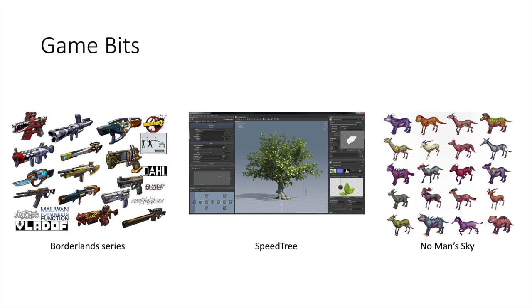There's SpeedTree right there in the middle. Now, SpeedTree is pretty interesting. It is a tool for producing trees to match a particular aesthetic. If you've played a game recently, and you've seen trees, and they haven't all been the same, chances are pretty high that you're seeing the output of SpeedTree. It's a really nice way for designers to make a whole bunch of stuff that nobody particularly cares about. And of course, we've already talked about No Man's Sky.